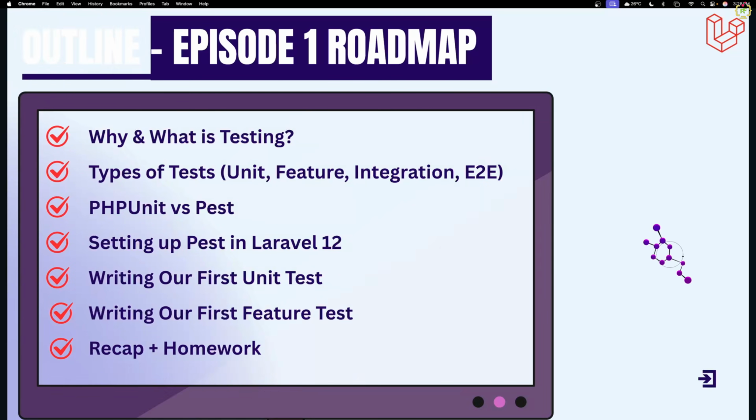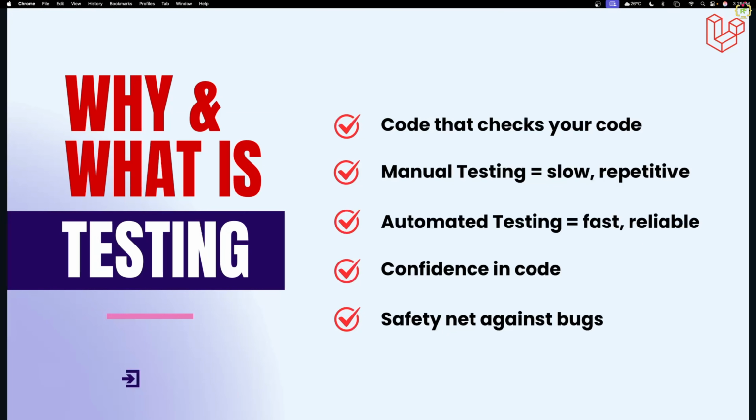So let's start with what is testing. Testing means checking our code or functionality to make sure it is working properly as per the expectation. So it is literally code that checks our code. Without tests, we rely on manual testing, clicking around in the browser to see if things work. That is slow and error prone. But on the other hand, automated tests are fast and repeatable, meaning we can perform them multiple times, and they serve as a safety net against bugs.